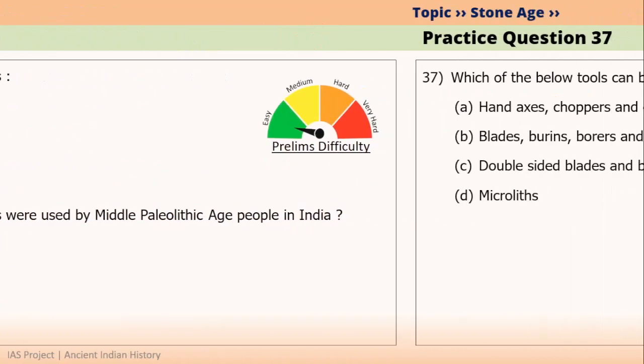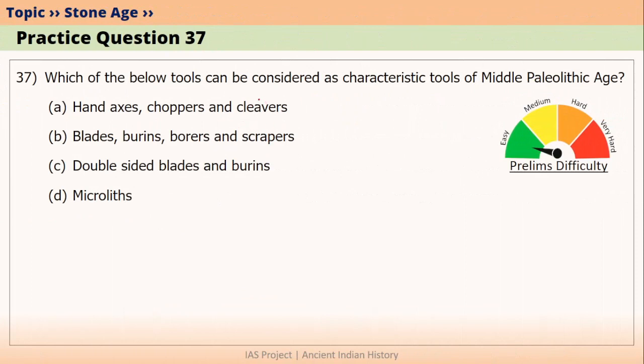Option B. The next question is, which of the below tools can be considered as characteristic tools of Middle Paleolithic Age? We have already talked about what characteristic tools are in our video lectures. Characteristic tools means the tools that are particularly used in a period of time where they were first manufactured during that time or where they were widely used during that time. Let's look at the options. The first option is hand axes, choppers and cleavers. This is false because these are the characteristic tools of Lower Paleolithic Age.